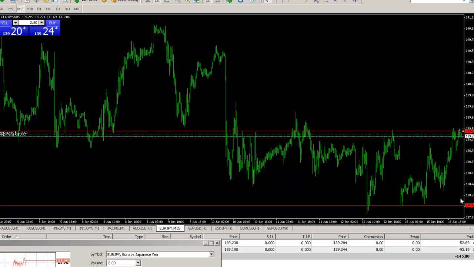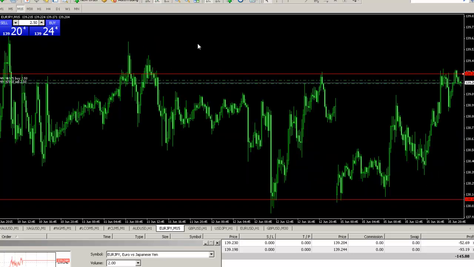So what we're contemplating is, is this going to break up or is it going to break down? If it breaks up, all I have to do is close out my sell side, and then I can continue riding this move up. However, if I see that it's starting to break back down again, I can go ahead and close out my buy, keep my sell position, and continue to make money on the way down.